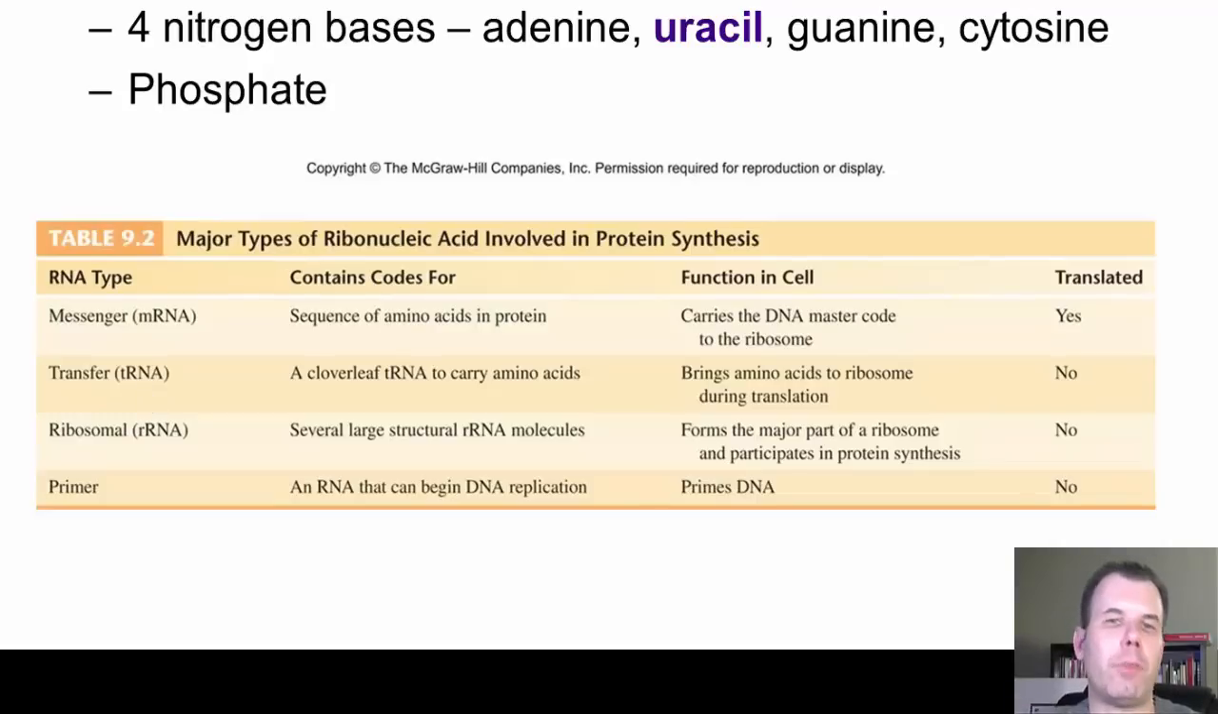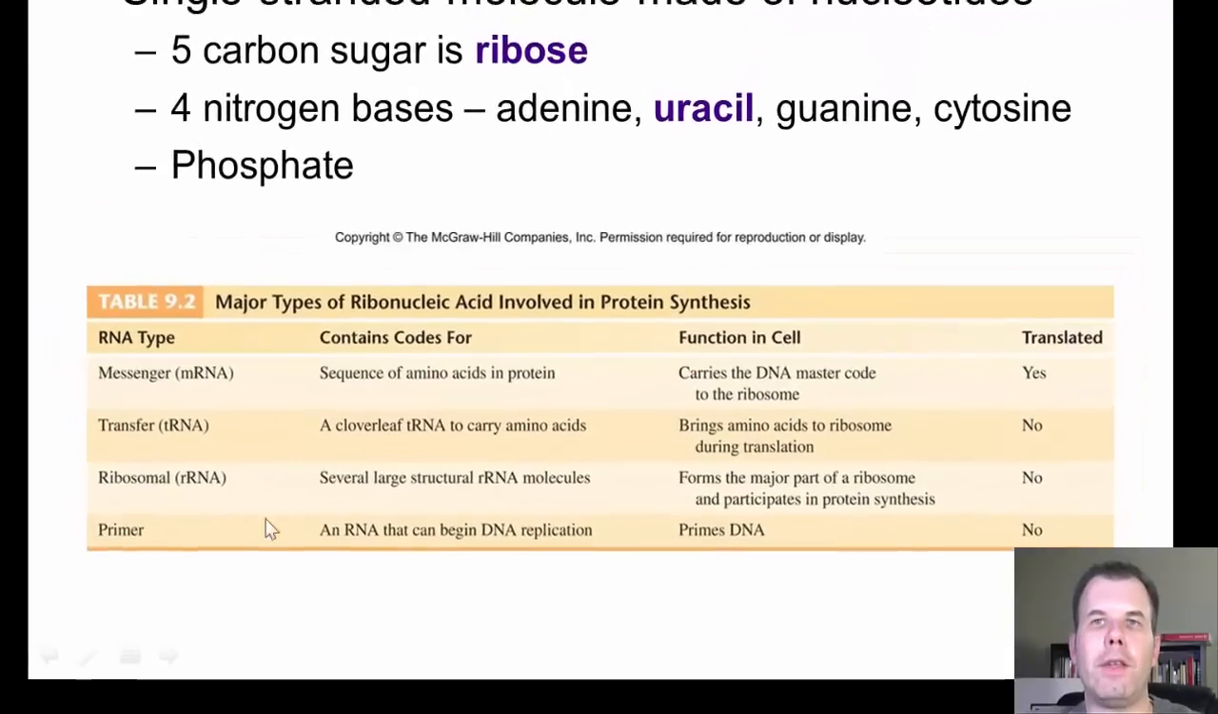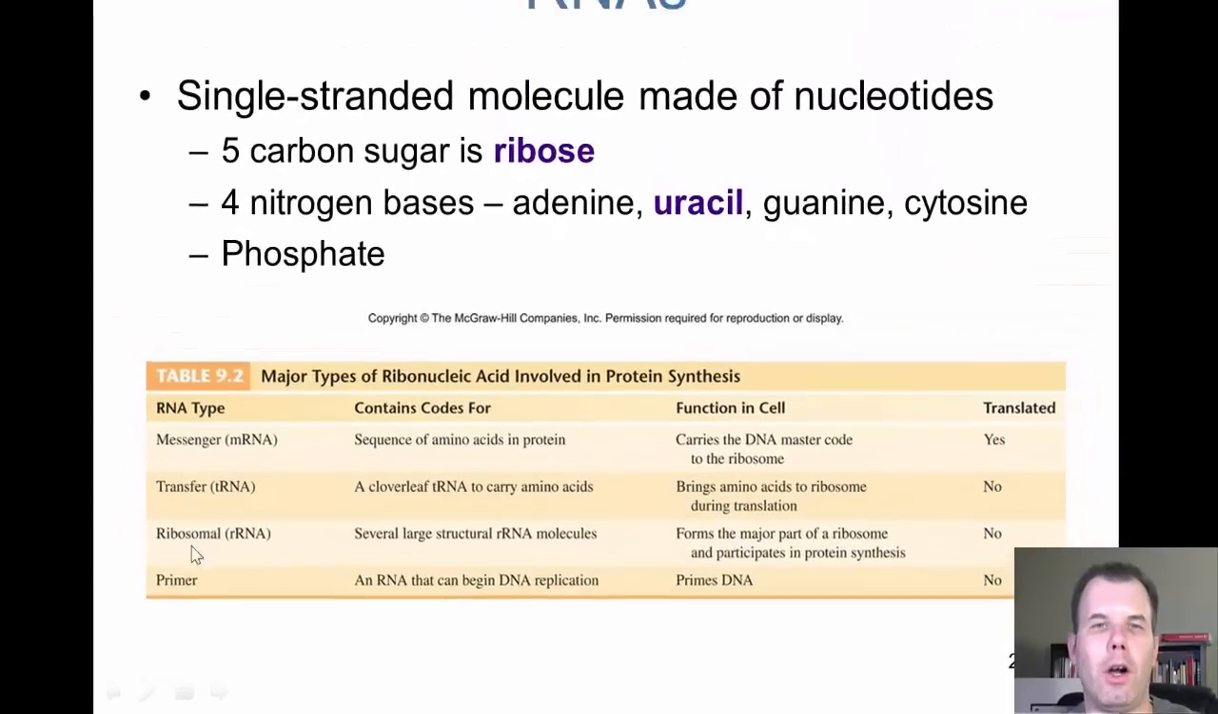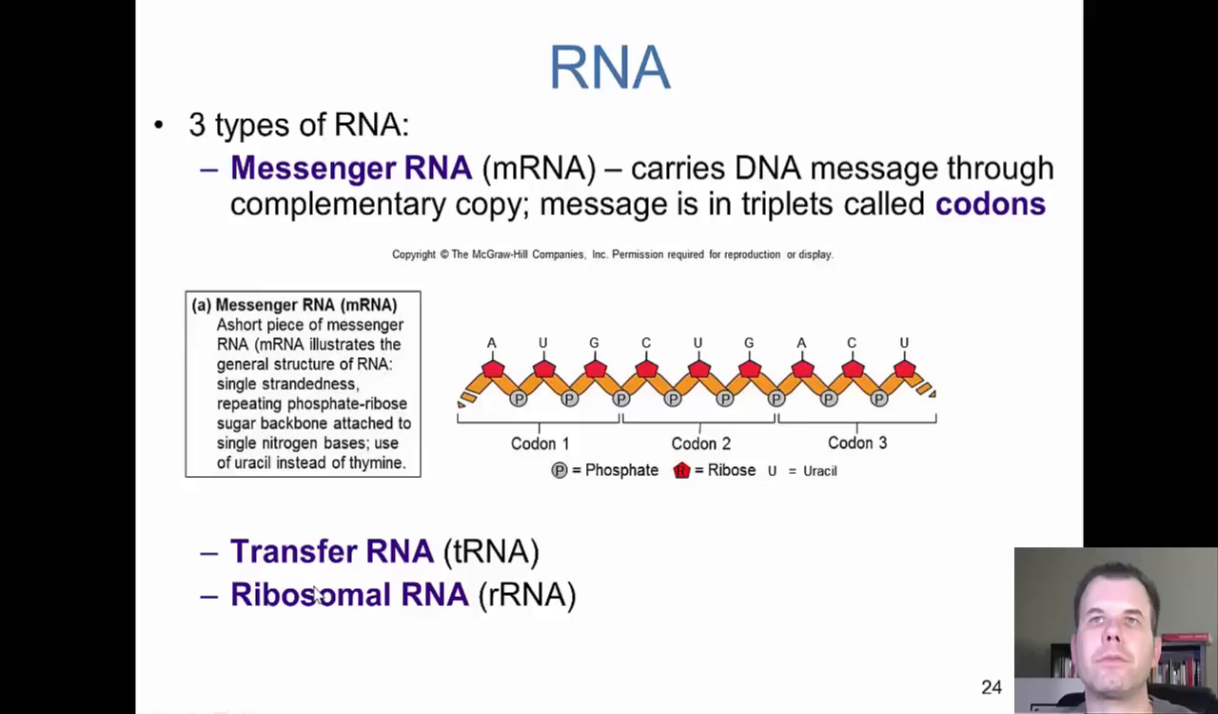The rRNA is part of the ribosome, and so we really don't talk much about the ribosome or ribosomal RNA except for the subunits. And so I just want you to be aware some of that subunit is RNA in there, and so that's called rRNA. And then the primer, again, this is for replication, so we won't even worry about the primer for today. So just think of these three: the M, the T, and the R, and what they do. Okay, and again, I've just talked about the different ones.